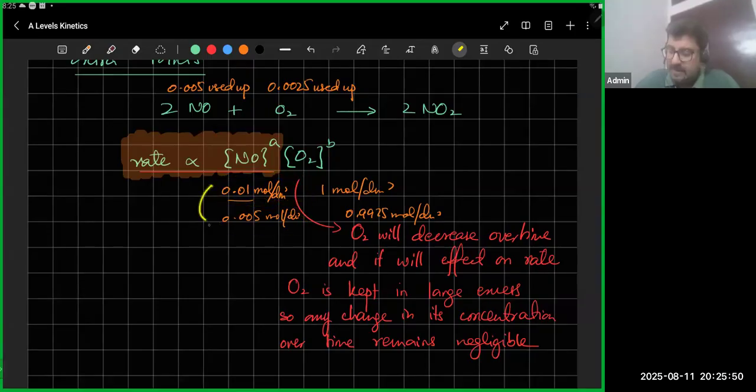That is a 50% decrease in concentration for NO. लेकिन O2 पे क्या फर्क पड़ा है? If 0.0025 gets used up, it's still approximately 1 mole per dm cube, right? पर उस पर कोई खास फर्क नहीं पड़ा, ठीक है? So anything that's in large excess, its concentration practically over time would remain almost constant. तो इसका मतलब है because its concentration is barely changing, it will really not have any effect on the rate of reaction. All the effect on the rate will be caused by a change in NO's concentration क्योंकि वो तो 50% decrease हुआ है, ठीक है?